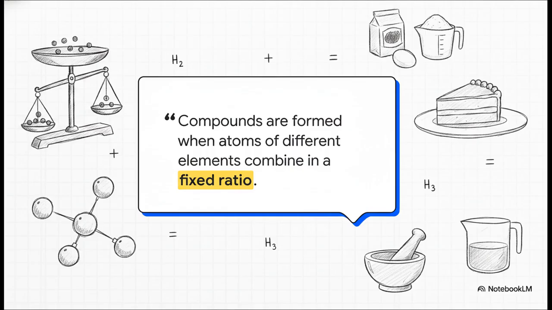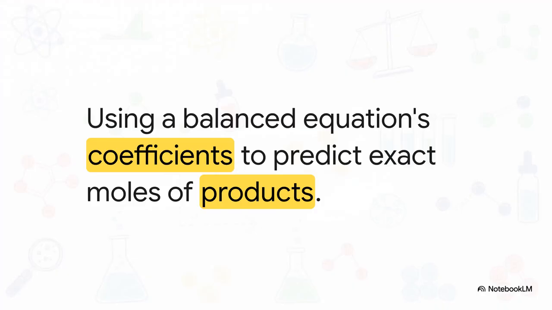As John Dalton pointed out in his atomic theory back in 1808, you can't just toss ingredients together randomly and expect to get a cake. Compounds form when atoms combine in very predictable, fixed whole number ratios. You need exact proportions. And that is stoichiometry in a nutshell.